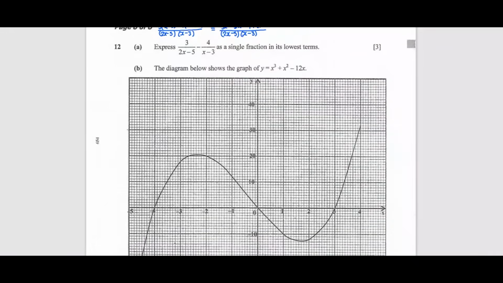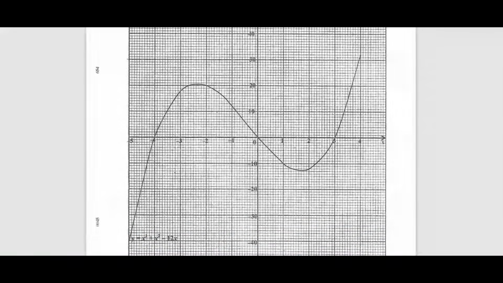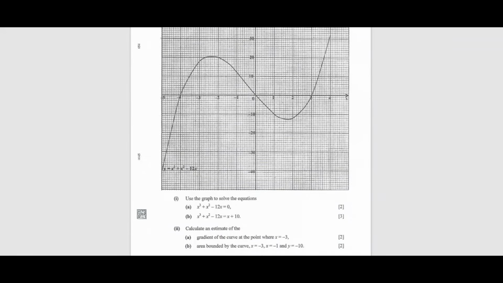So for question B, the diagram below shows the graph of a cubic function that has been plotted for us. Then let's look at the questions. So let me first zoom out. So let's look at the questions here. Now the question is, use the graph to solve the equations. So the first equation is x raised to the power 3 plus x raised to the power 2 minus 12x is equal to 0.